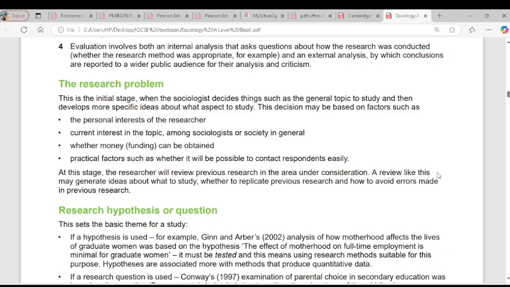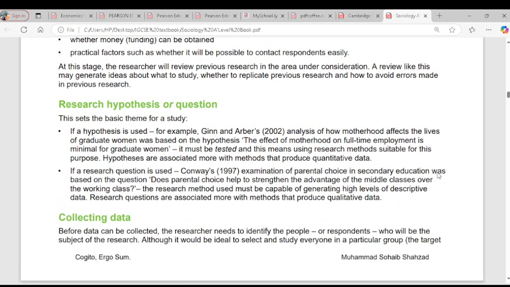And the last one is the practical factor, which involves the accessibility of the respondents. Are you sure that those that you want to research upon, you have access to them or not? So that's also important. Any question about research problem? So that's about research design and research problem. Any question? Good. So the next stage is the research hypothesis or question.